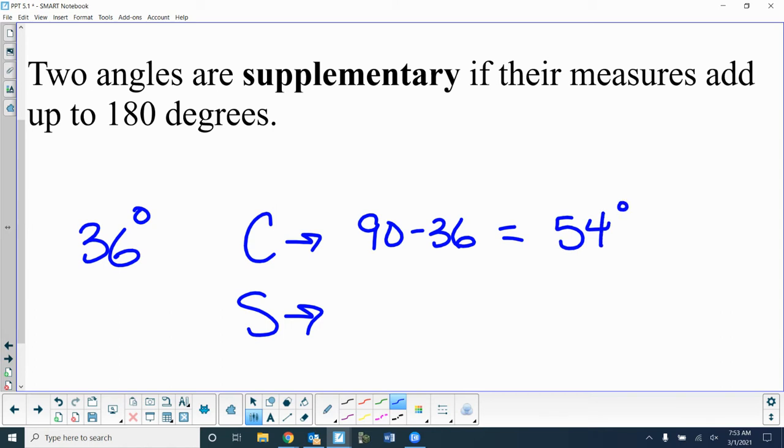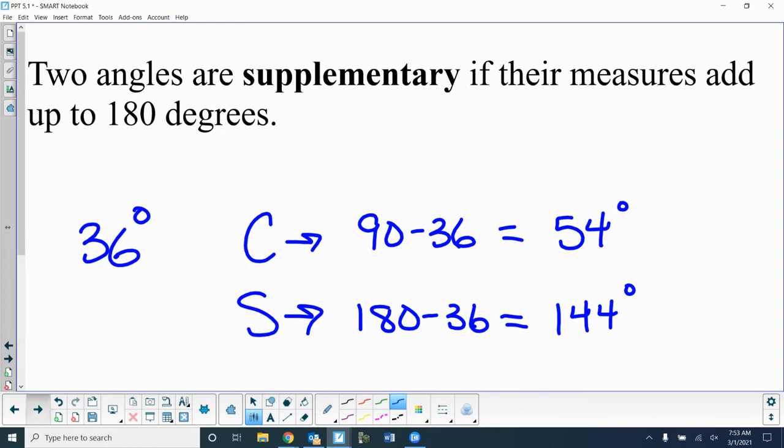Okay, Jagger, what about supplement? 180, right? Yeah. 130. What's that? 144 or 34? 44, right? Okay, so you'll have a few problems where they're gonna ask you to find the supplement or complement, okay? So all I gotta do is 90 minus whatever it is, and 180 minus whatever it is. Okay?